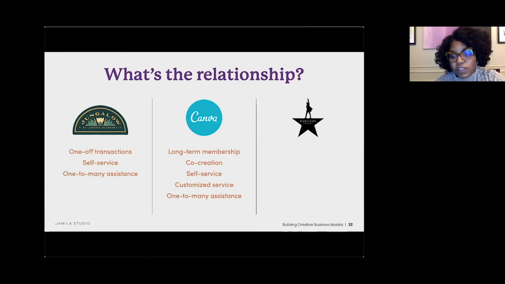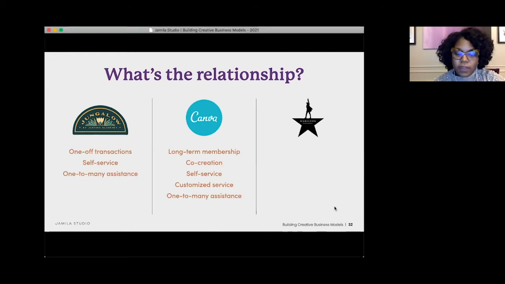And then it's also self-service. You pick which ones you want, you pick which templates to use, but Canva also has customized services. So for more money on top of your membership, you can work with a Canva design specialist and they will design things for you. And then since Canva is an app and a software, they have one-to-many assistance. Normally, they have a customer support team that could be supporting thousands of customers daily.